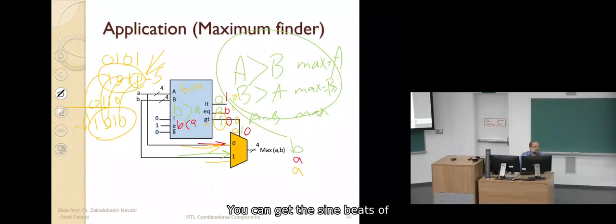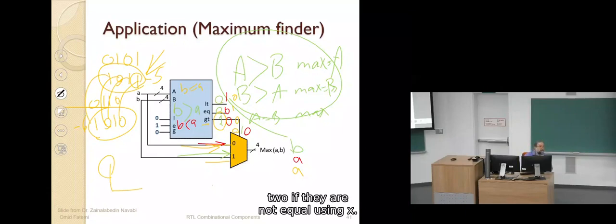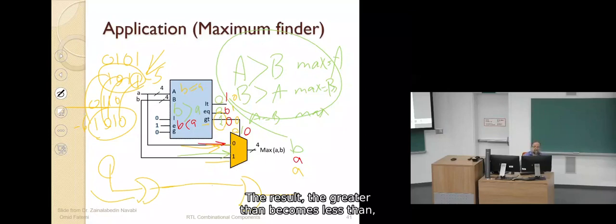You can get the sign bits of the two numbers, and if they are not equal, which you can find using XOR, and the result is one, then you XOR the result. The greater than becomes less than. The less than becomes greater than. Okay, thank you very much.